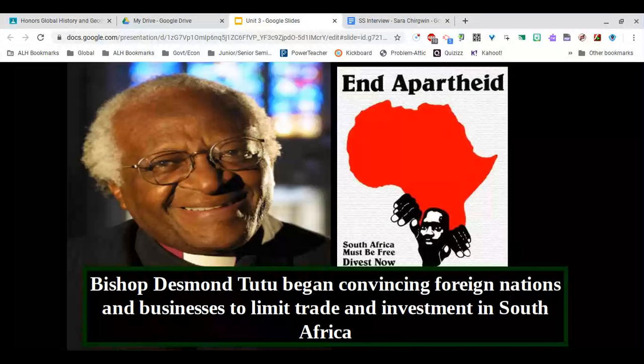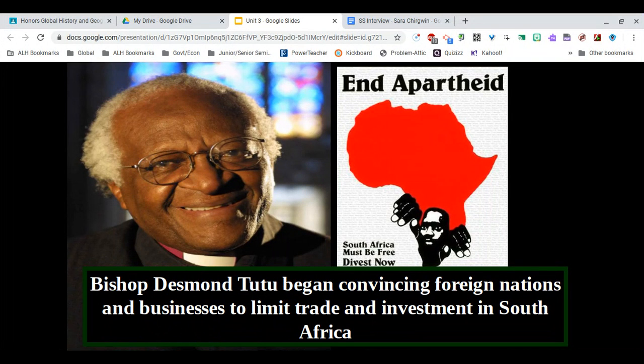Now, obviously, Nelson Mandela was not the only person advocating for the end of apartheid. Another famous person is Bishop Desmond Tutu, who really started to work with these foreign nations. He tried to limit businesses from trading and investing in the South African government and the economy of South Africa and South African businesses. And as we've seen throughout the past, when the economy of a country begins to suffer, they will start to make changes to pacify people because they can't survive economically if it goes all the way.